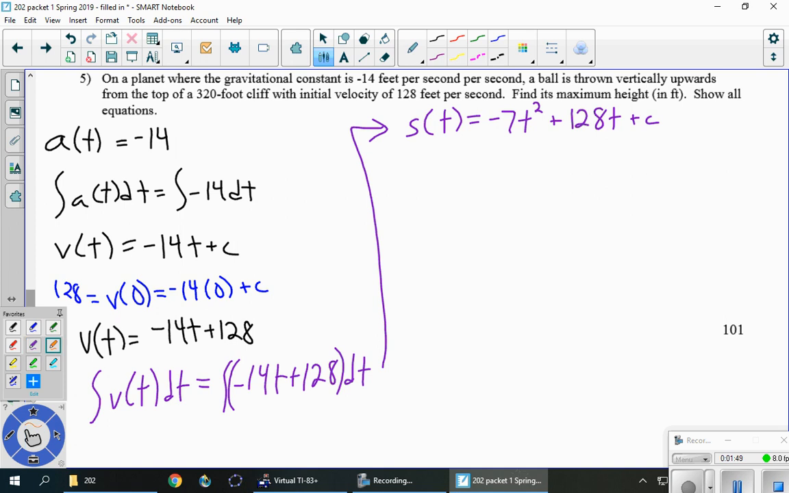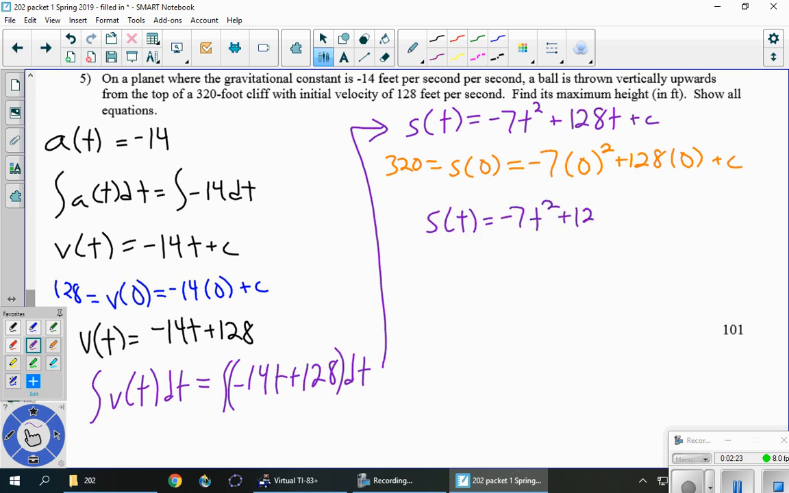And we know that the initial height of this ball is 320 feet because it starts at the top of that cliff. So on the one hand, s of 0 is 320, and on the other hand, we can plug 0 in for all these t's. And the right-hand side is simply c, so that means that c is 320. So then s of t is really negative 7t squared plus 128t plus 320.